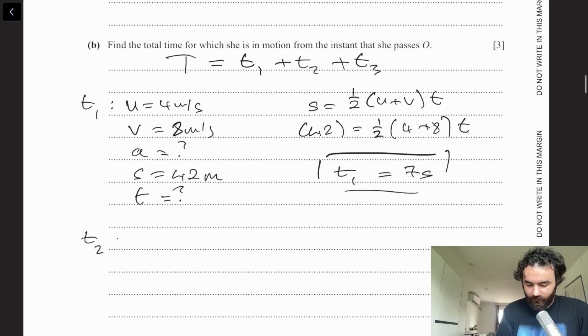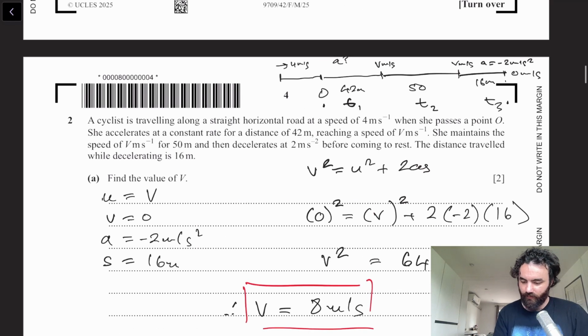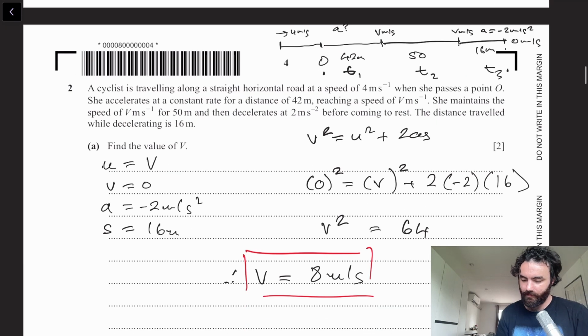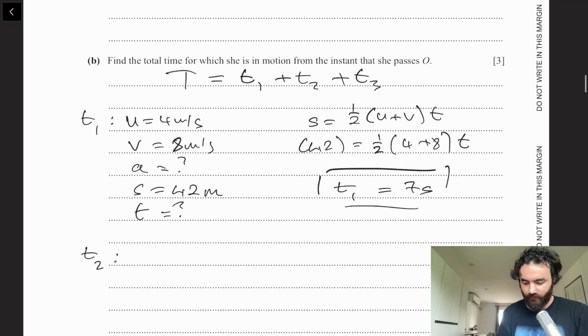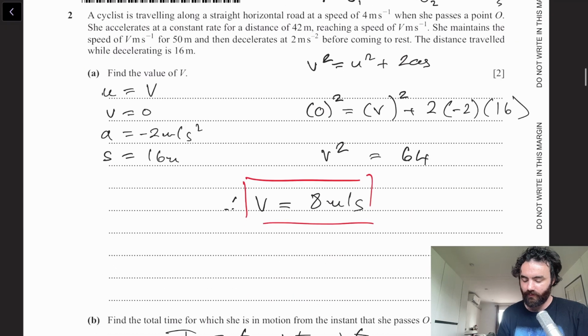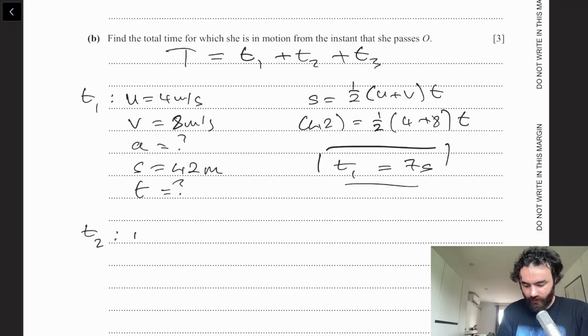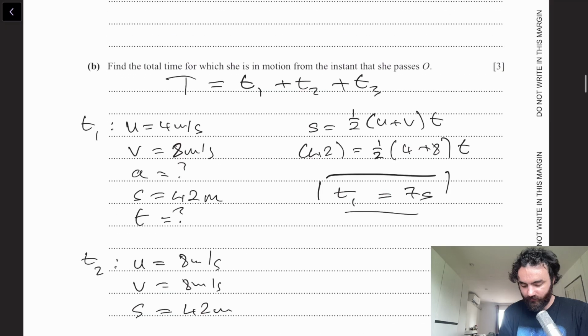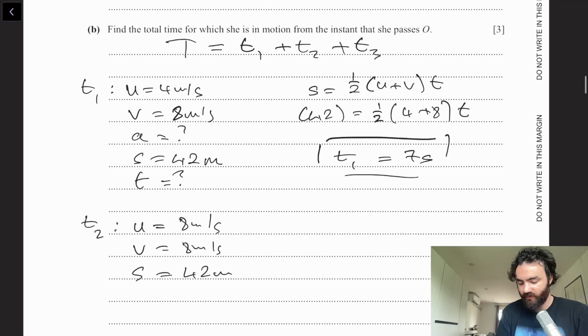Then we do T2. So T2, the second part is this part here. So here we might need the acceleration. Oh, maybe not. No, this is just velocity over time. So the velocity is the same. Our initial is 8 meters per second, our final is 8 meters per second, and our distance traveled is 42 meters. So we're moving at a constant velocity, so this is just distance over time.